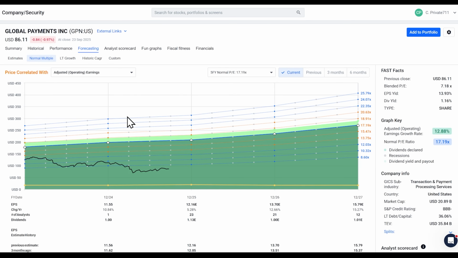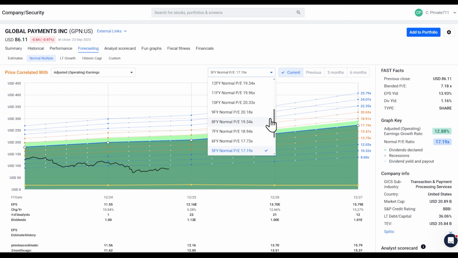Now, the normal multiple for the year has been about 17 times earnings. Okay, it's actually been a little higher. And we also have this calculator where we can look at the normal PE. The market has put high valuations, but to be conservative, with FastGraphs, you can run a best case, worst case, and mid case scenario.